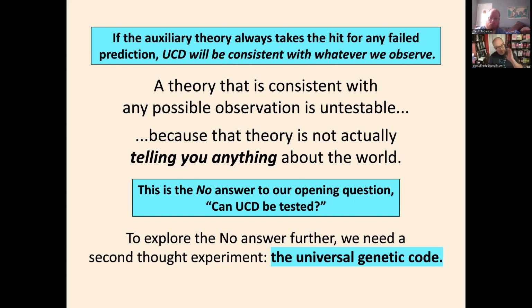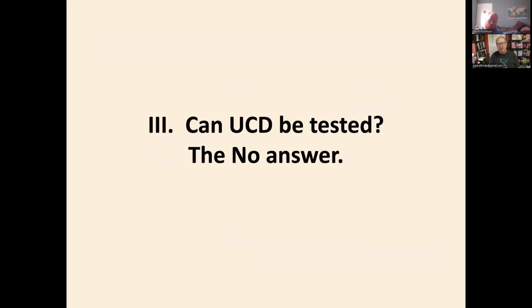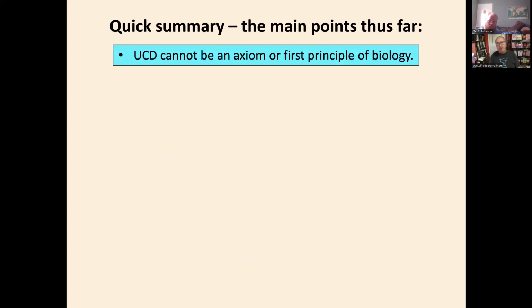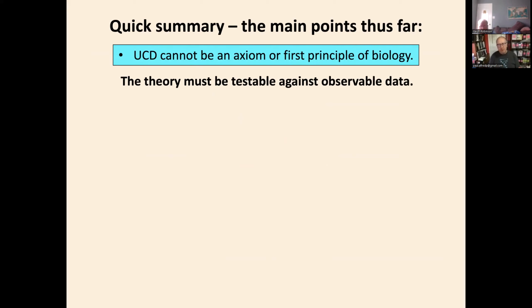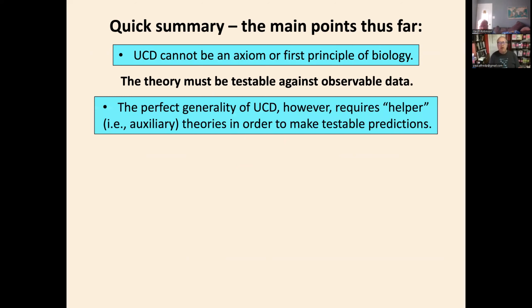So let's look at an even more telling example, I think, because it's really throughout the biological literature from the mid-1960s, really until quite recently, and that's the prediction of a universal genetic code. So let's continue our no answer to our opening question. Quick summary of the main points so far. Universal common descent cannot be an axiom. It must be testable against data. Its perfect generality, however, requires helper or auxiliary theories to make testable predictions.